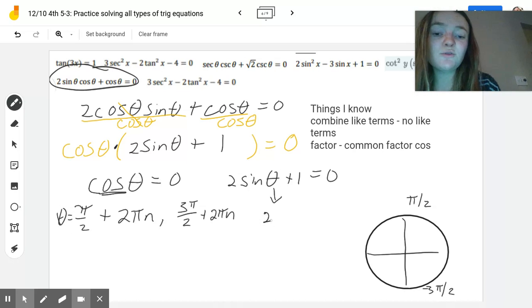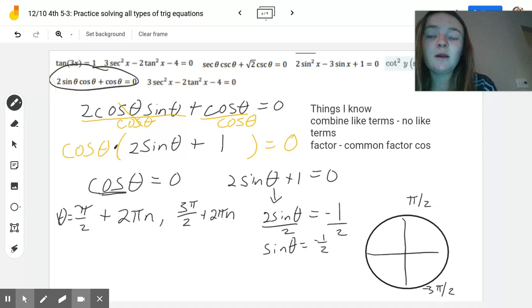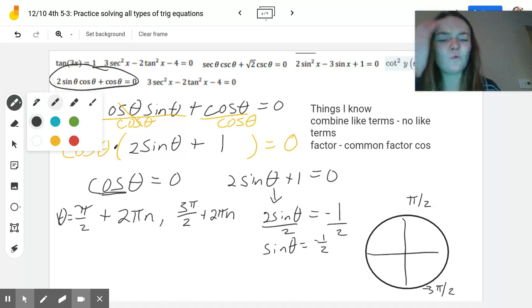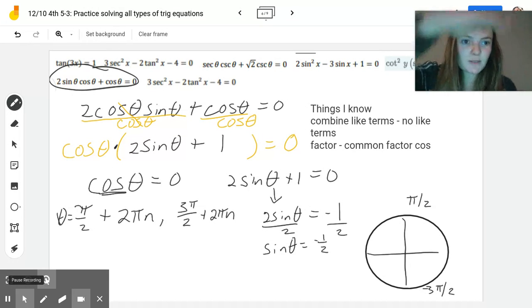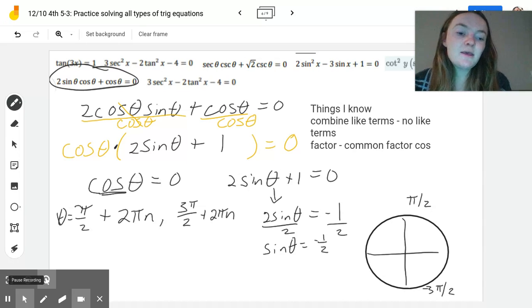All right, so 2 sine of theta is equal to -1. Divide by 2 on both sides. I want to know, when does sine of theta equal -1/2? That's really asking, where do I have a y value on the unit circle of -1/2? Y values are always going to be something that goes up or down. If it's negative, that means I'm looking for things that are going to be in the 4th quadrant and in the 3rd quadrant.